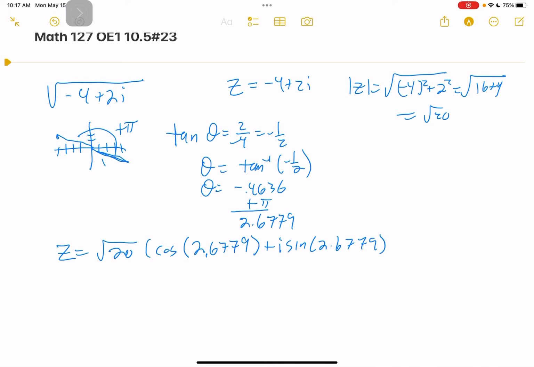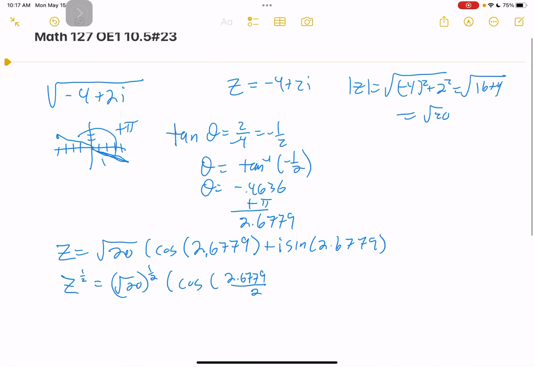2.6779. So the simple way that your book here is showing how to do this, z to the 1/2, would be taking that square root of 20 and raising it to the 1/2 power, and I realize square root of 20 is already the 1/2, so essentially 20 to the 1/4. Then cosine of 2.6779 divided by 2, because it's like multiplying by 1/2, plus i sine of 2.6779 divided by 2, so just that number part, not the whole sine part.